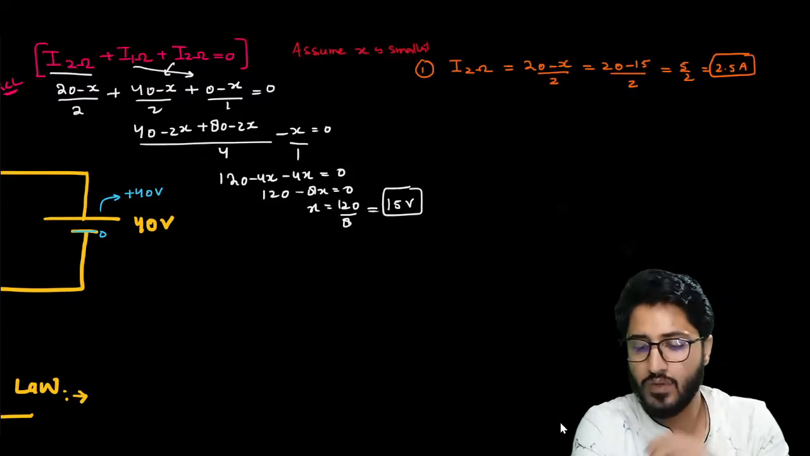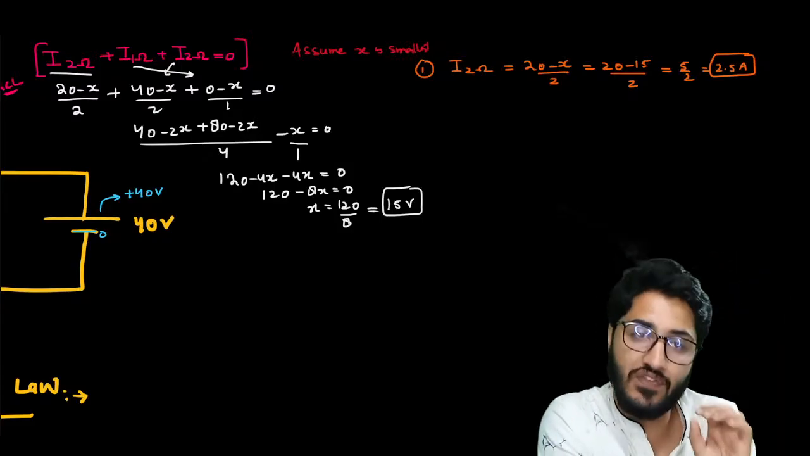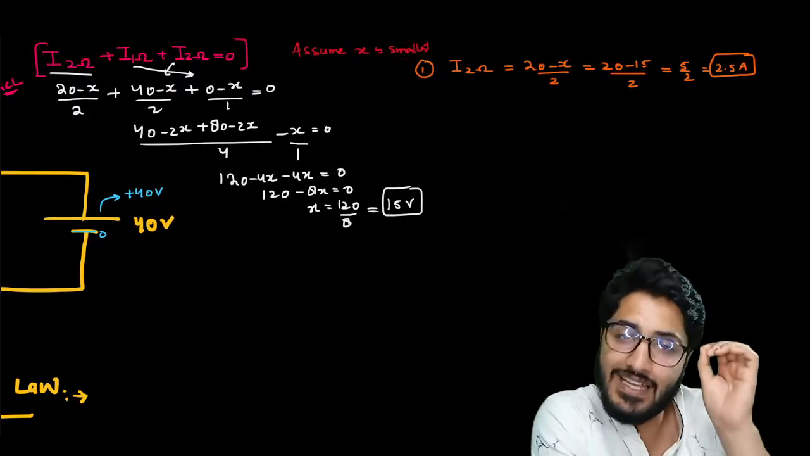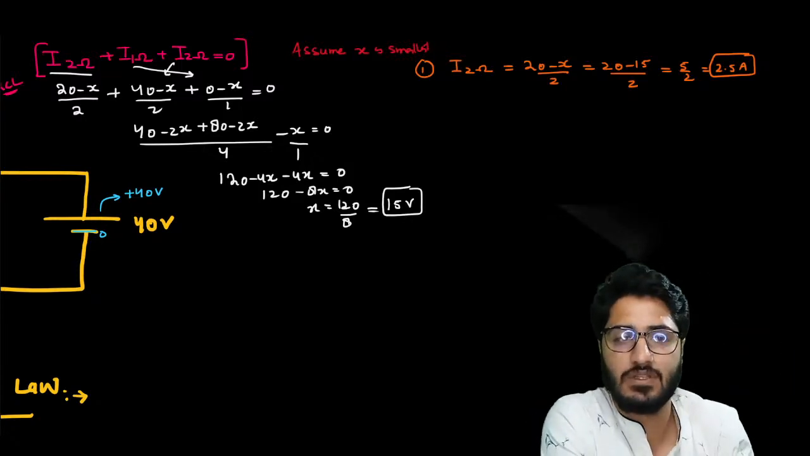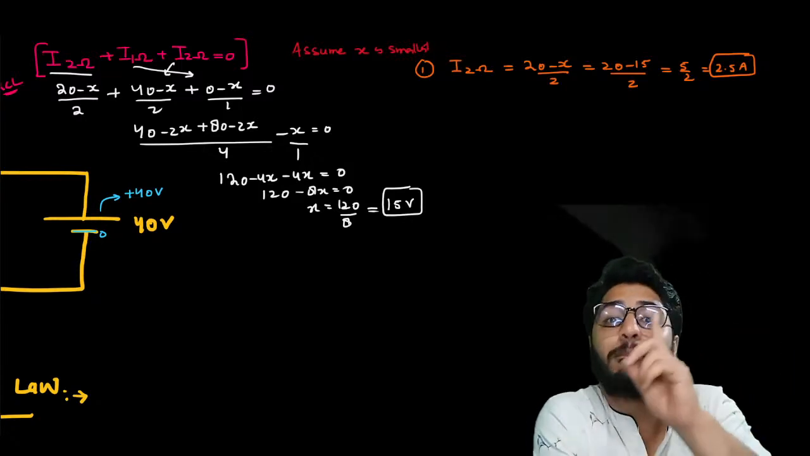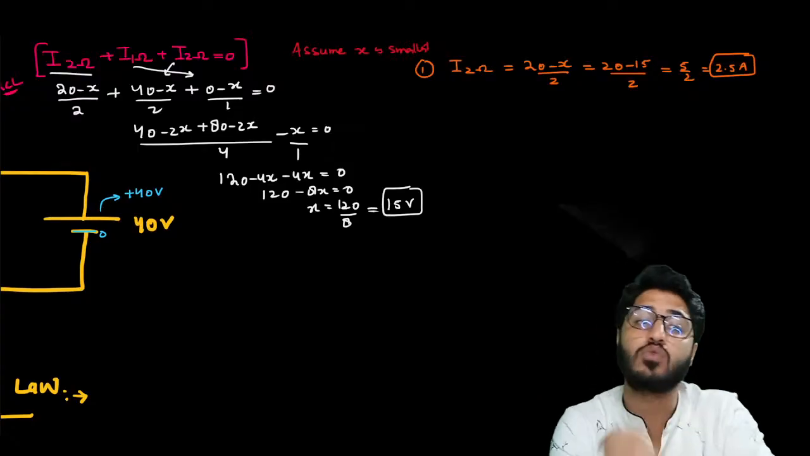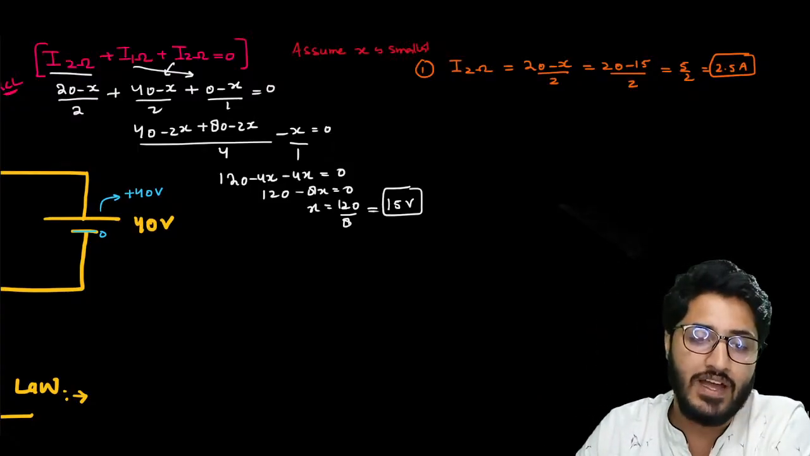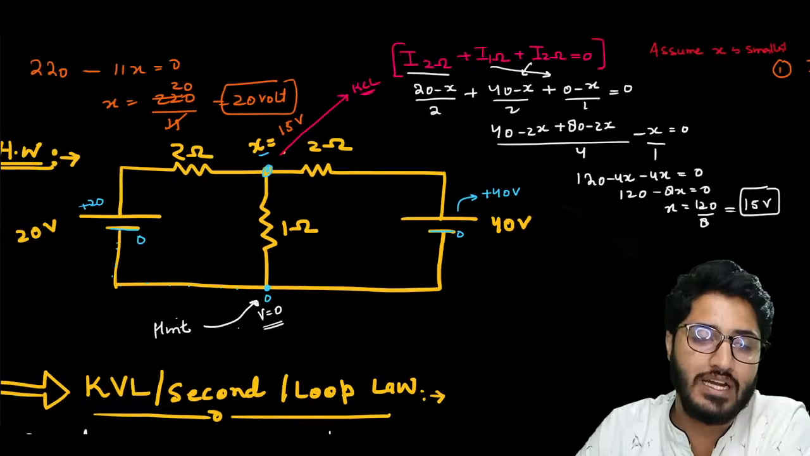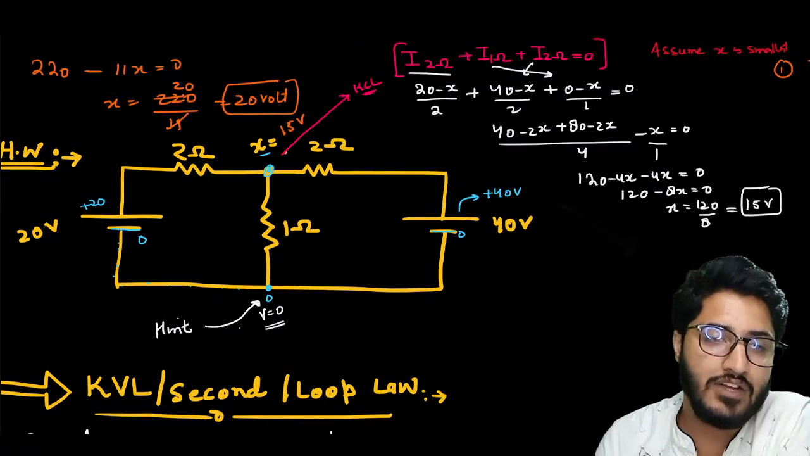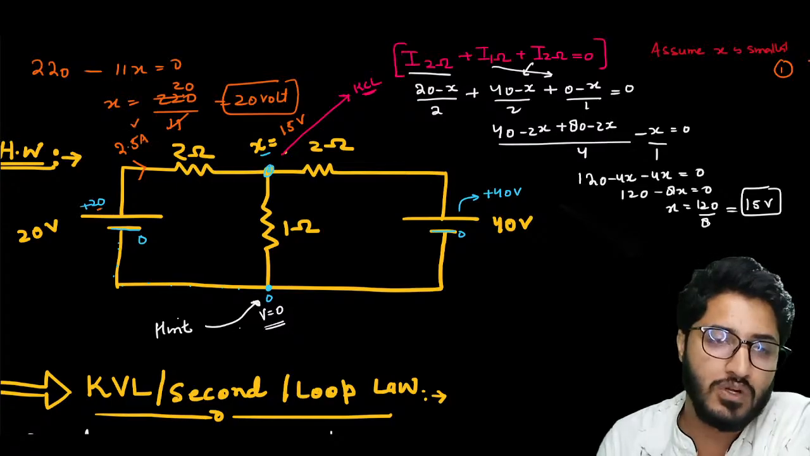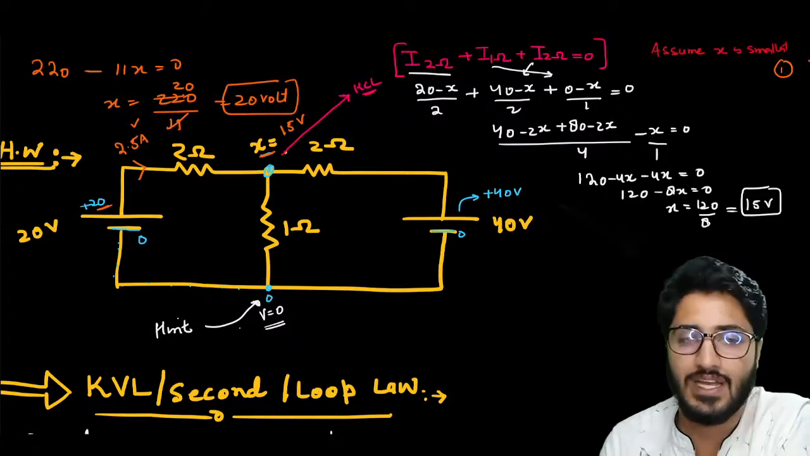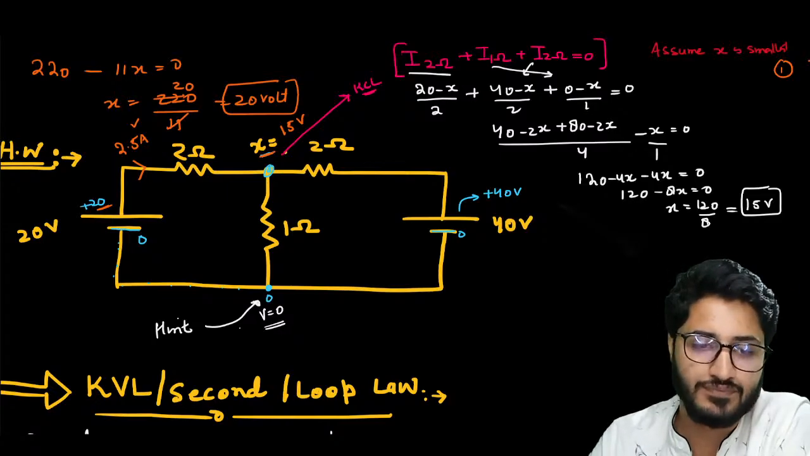Now, what we need to get from here, now, if it is positive, it indicates that the direction that we are taking is correct. We have taken 20 minus X, so current will flow from 20 to X. So if I need to show here the direction of current, the current will be like this. It will be 2.5 ampere. Correct. Current will flow from 20 to X.